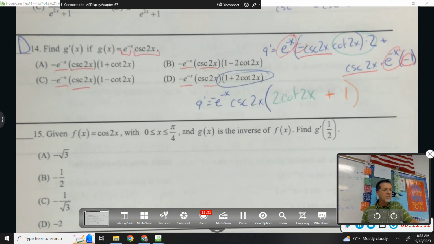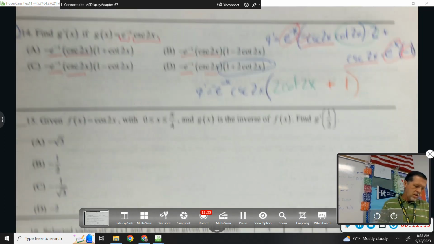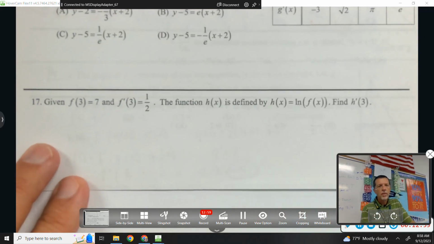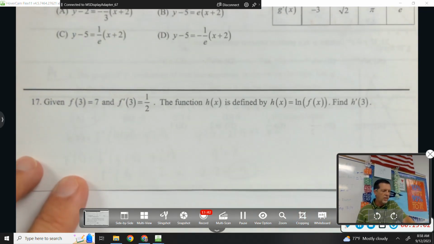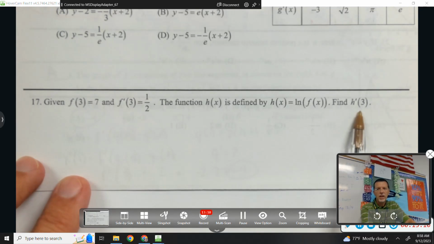Some calculus, some algebra on that one. Number 17. f of 3 is 7. The derivative of f is 1/2. The function h is given by this thing. Find h prime at 3.